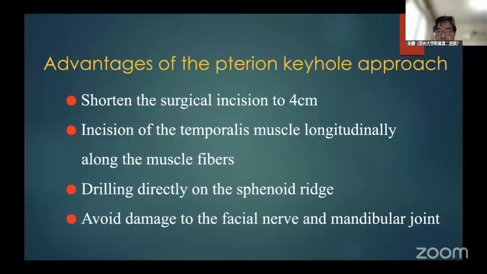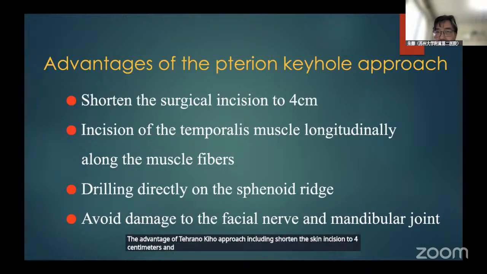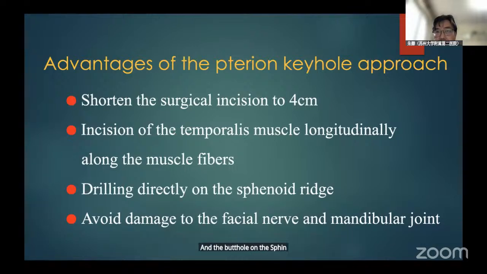The advantages of the pterional keyhole approach include shortening the skin incision to 4 centimeters, opening the temporal muscle along the fibers to minimize injury to the muscle itself, and placing the burr hole on the sphenoid crest directly to decrease the loss of skull bone and avoid damage to the facial nerve and mandibular joint.